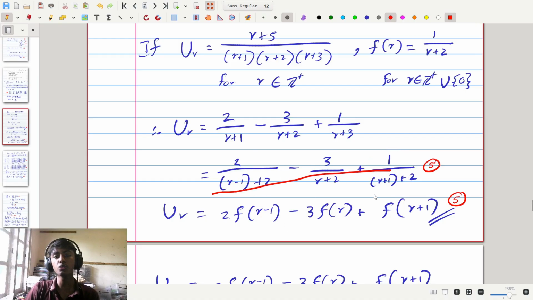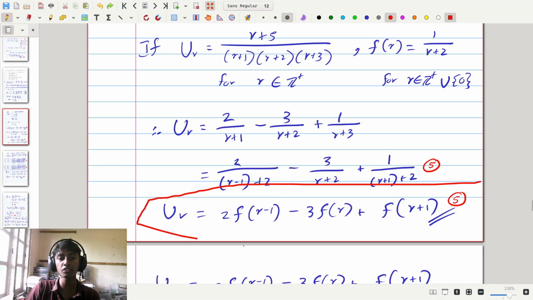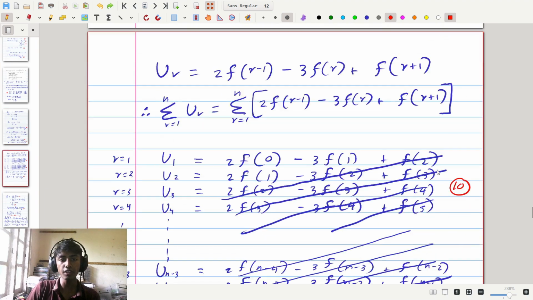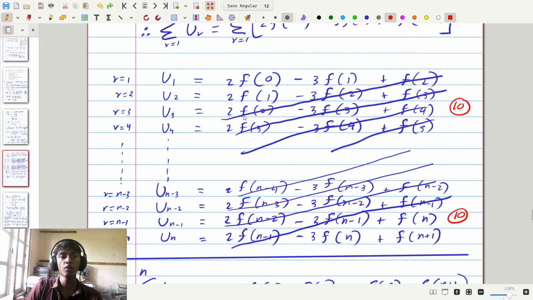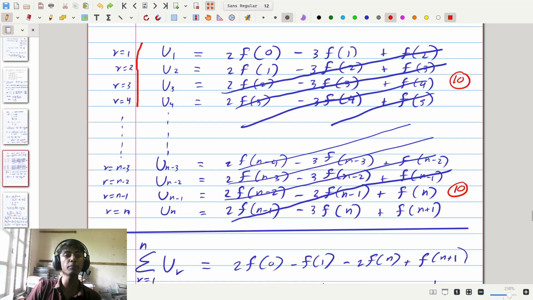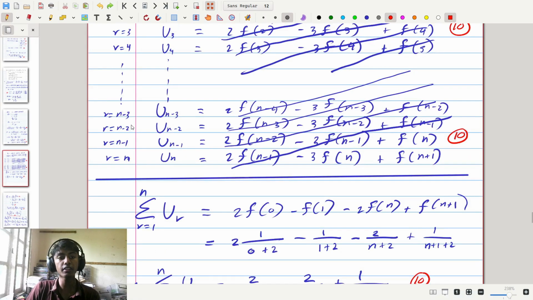And then when you take this and substitute in f of r minus 1, f of r, and f of r plus 1 to get this expression right here, you get another 5 marks. Now after this, when you then consider the sum, for writing out the first few terms of r equals 1, r equals 2, r equals 3, you get 10 marks. Now here, you don't actually need to write the fourth term, 3 is enough. Similarly, when you write the last 3 terms at least, you get another 10 marks.